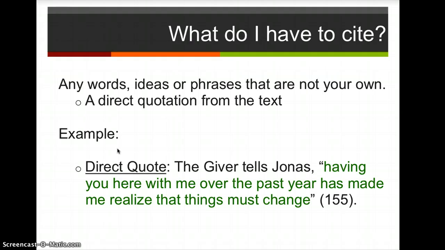So one of the questions you might have is, what do I have to cite? You need to cite any words or ideas or phrases that are not your own. If they're not your own words, you have to give credit to the author who wrote them. And what we're going to focus on today is anytime that you use a direct quotation from the text in your own essay, you have to cite what page it came from. So here's an example down below.